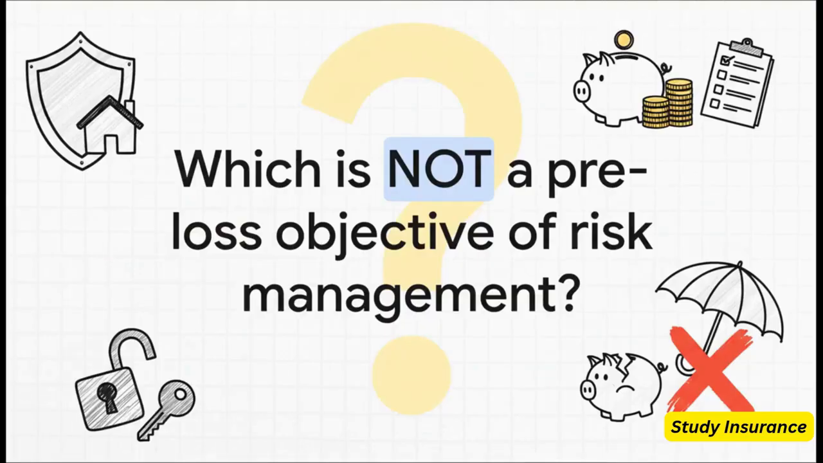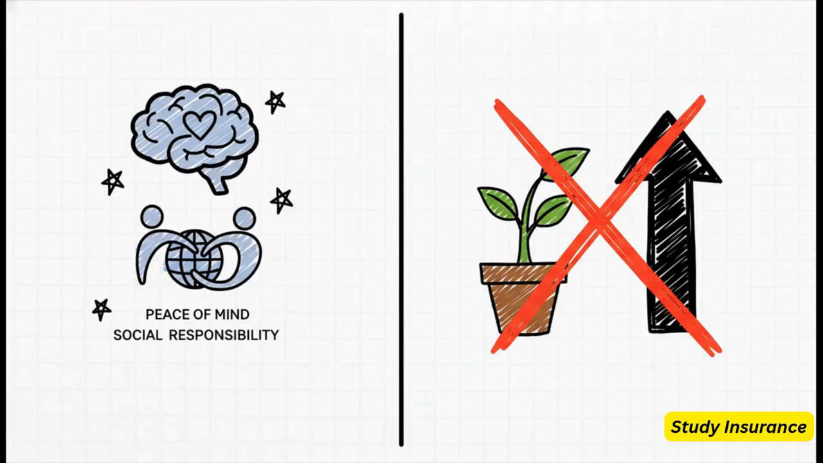And the final question. Let's see if you remember the playbook. 3 of these are goals you have before a loss happens. One of them is not. Which one doesn't belong? The answer is A, sustained growth. That one's a post-loss objective. After a disaster, a company's goal is to recover and, well, continue to grow. The other 3 are all proactive goals you set up beforehand.